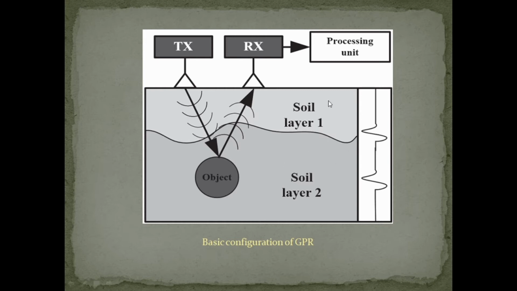The data is used to understand the type of material present below. So from this data we can know which type of object it is, and its location, size, etc., from the reflected signal.